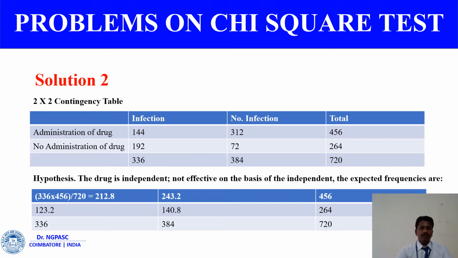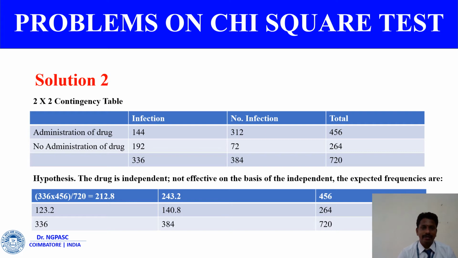Solution of problem number 2. In the 2 by 2 contingency table given, the hypothesis is that the drug is independent, that is, not effective. On the basis of independence, we calculate the expected frequencies. The expected frequency of 144 is obtained by using the formula: row total into column total divided by grand total.